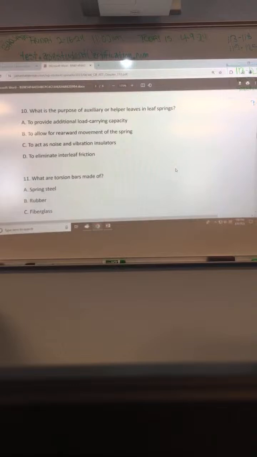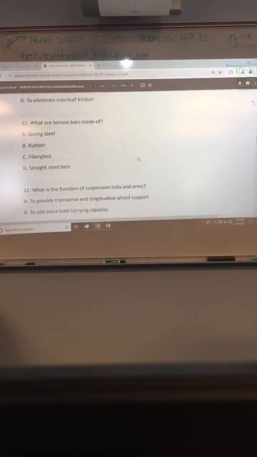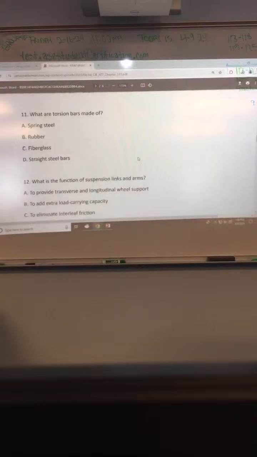Auxiliary or helper leaves in the leaf spring. That just means adding more leaves. What's the purpose of that? A. Provide additional load carrying capacity. Is that what you think it is? Okay, so if you were putting a helper in there, that would obviously help it carry more load, right? Yes. Okay, so it is A though, right? Uh-huh, it is. Just making sure.